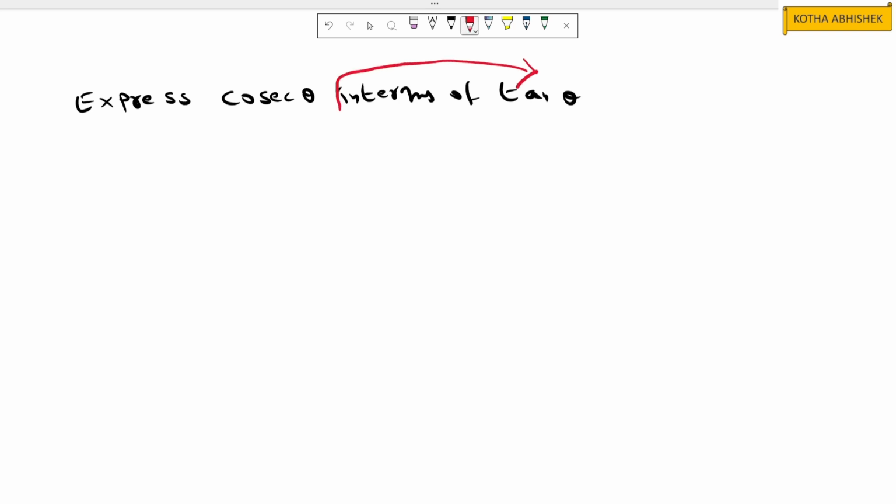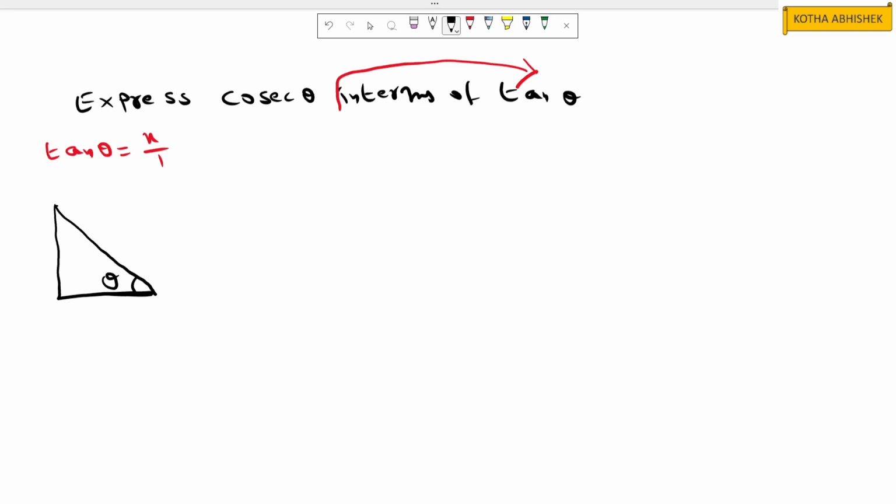Question is, express cosec theta in terms of tan theta. Now the first thing is, after the words in terms of, whichever trigonometric ratio is there, take that as x by 1. So tan theta equals x by 1. Immediately draw one right angled triangle. Take the upper angle or lower angle as theta. So I am taking this as theta.